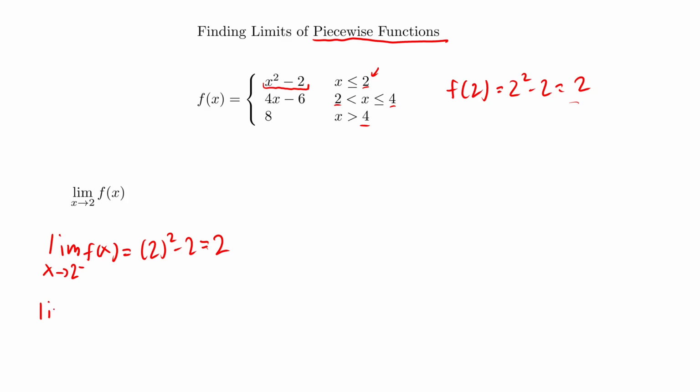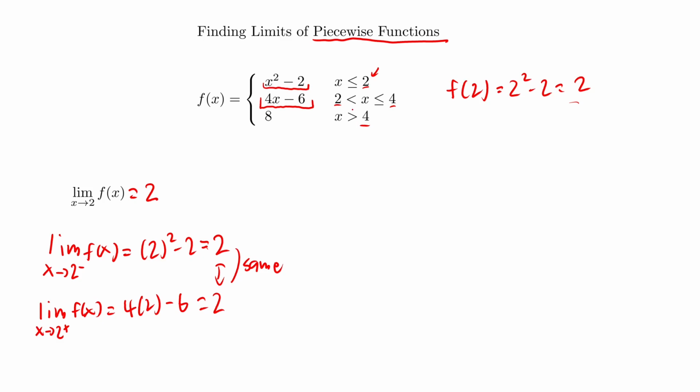But to find the limit of f of x as x approaches 2 from the right, we're going to do something a little bit different. We're going to plug in 2, but into this piece here. So all we have to do is plug in 4 times 2 minus 6. So that's going to be 8 minus 6. And this is also equal to 2. So even though they were two different pieces, we got the same value. And because these are the same, the two-sided limit will be equal to 2.